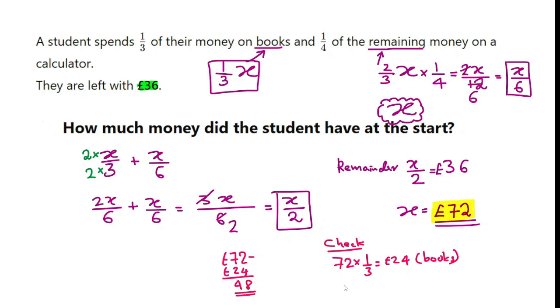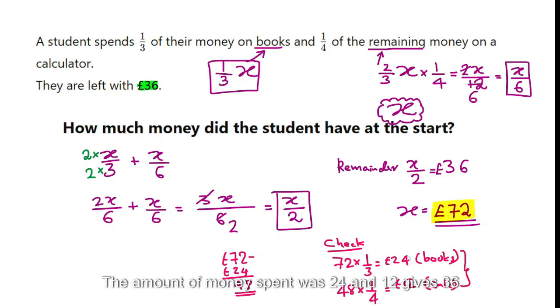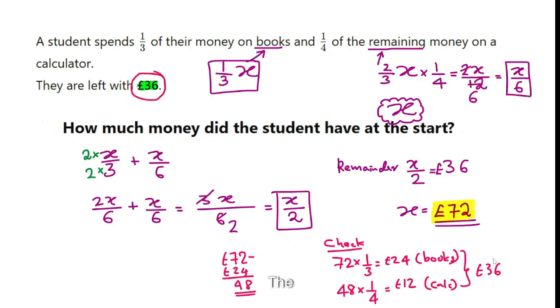£48. So from that, a quarter was spent on a calculator. So that is £12. This is the calculator. The amount of money spent was 24 and 12, 36. And the question says they are left with £36. The total expenditure is also £36, which perfectly works with this number. So we know the initial amount we got is actually correct.